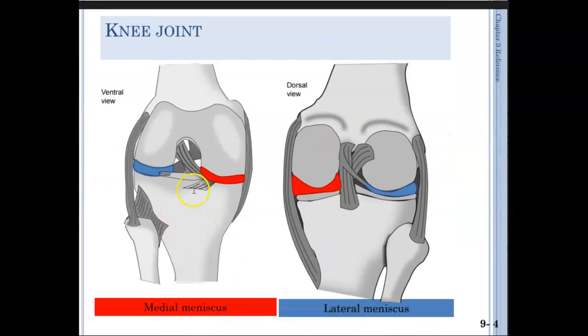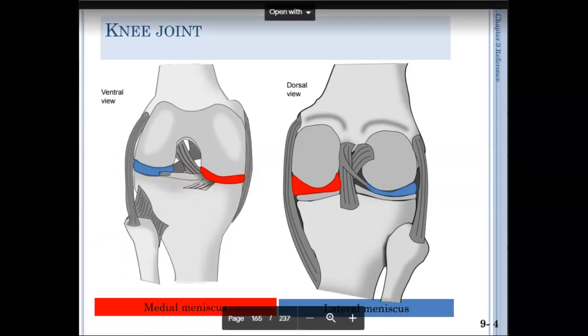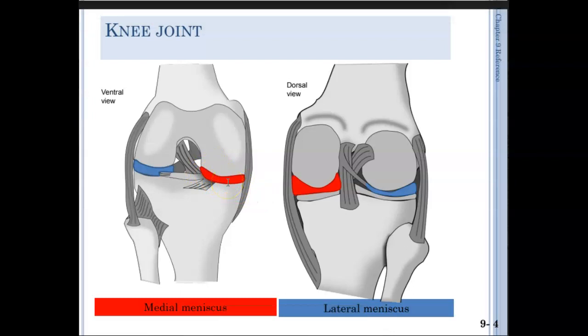Then, here's the medial meniscus, this structure in between, and the lateral meniscus. These are the menisci of the knee joint. They are crescent-shaped wedges in between the bones, made of fibrocartilage, and their job is to increase the stability of the joint and help distribute the load, the weight of our body. They help absorb shock, and they also provide lubrication to the knee joint.